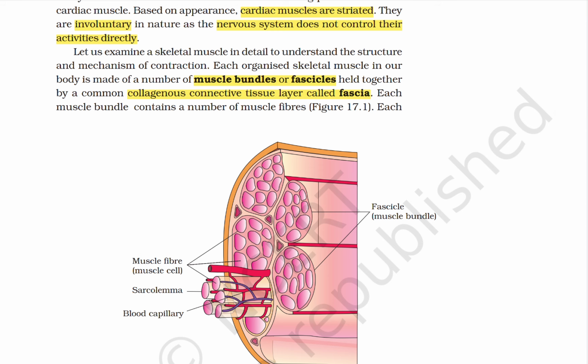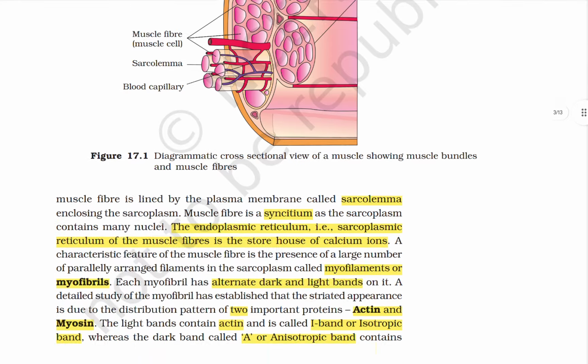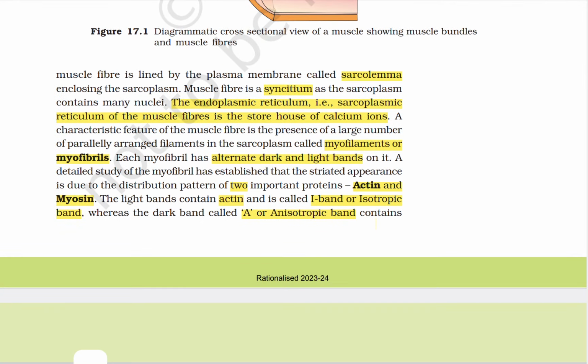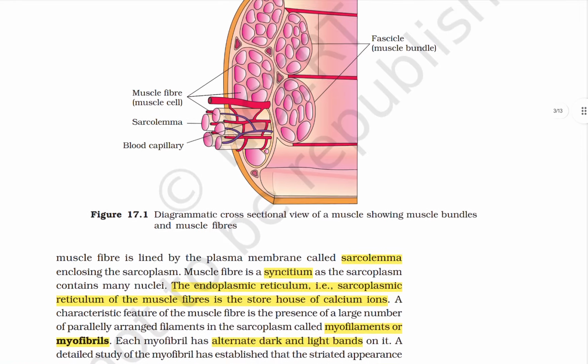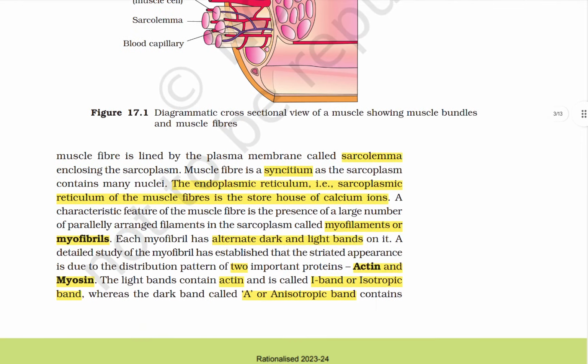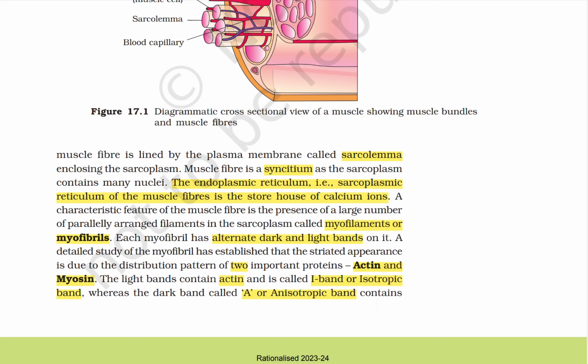Muscle bundles or fascicles are covered by a collagenous connective tissue layer called fascia. Each muscle bundle contains a number of muscle fibers, and here you can see the muscle fiber is lined by a plasma membrane called sarcolemma, enclosing the sarcoplasm. Muscle fiber is a syncytium, as the sarcoplasm contains many nuclei. Remember, the ER, that is the sarcoplasmic reticulum of the muscle fiber, is the storehouse of calcium ions.